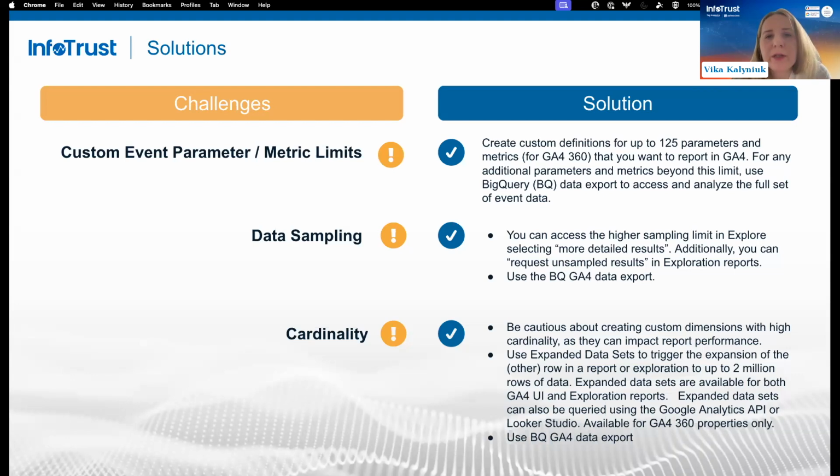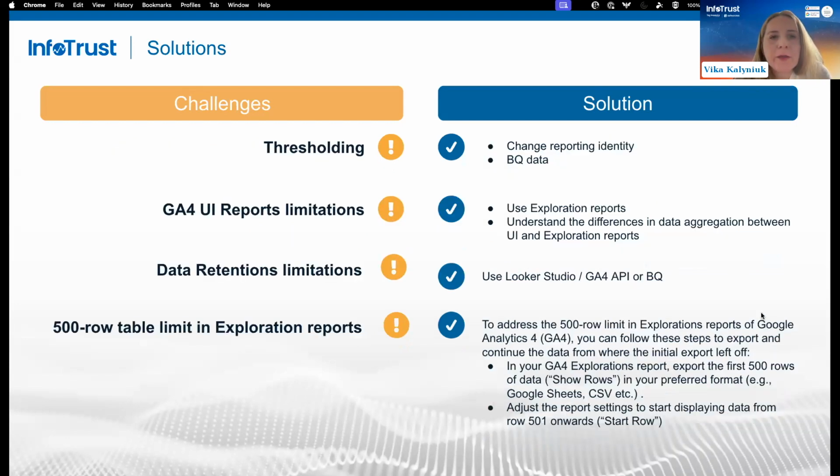Additionally, very interesting is that you can also query the expanded data sets through the GA4 UI and Looker Studio. So they also will be available for other tools too. So thresholding, it's a tricky one. Usually it's not possible to remove the thresholding. However, you can still adjust the reported identity settings in your GA4 property configurations and set it to device-based only.